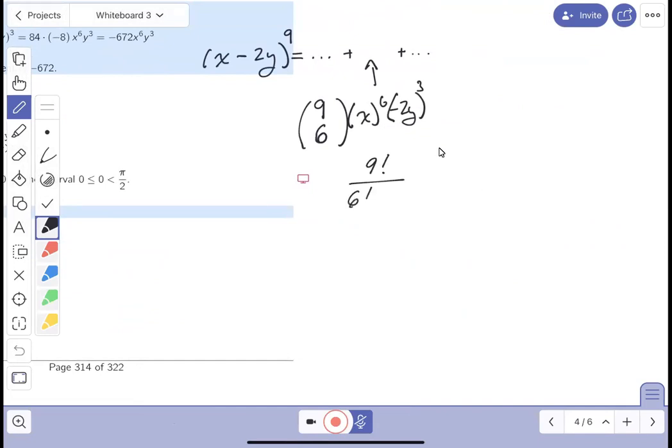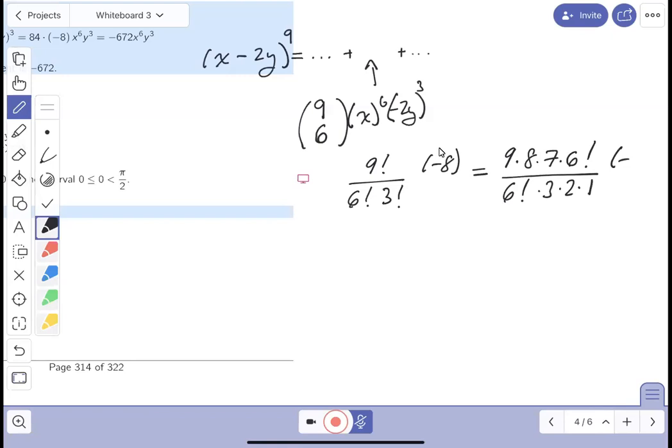6 factorial, 3 factorial, and minus 2 cubed is going to be minus 8. We're looking for the number. They want the coefficient. That's the number. Let's take a look at it, and look at the 9 factorial. That's 9 times 8 times 7 times 6 factorial over 6 factorial times 3 times 2 times 1.